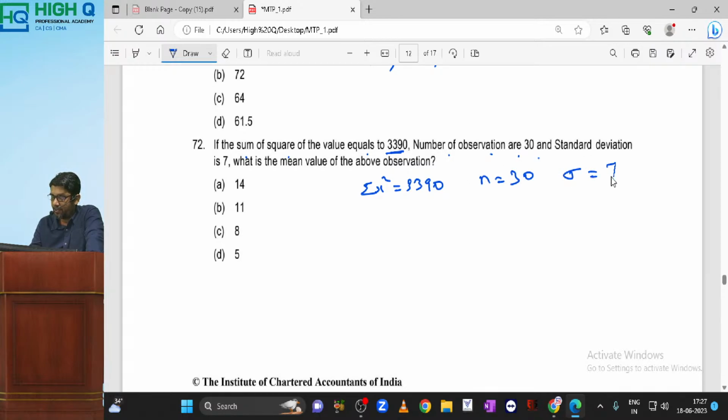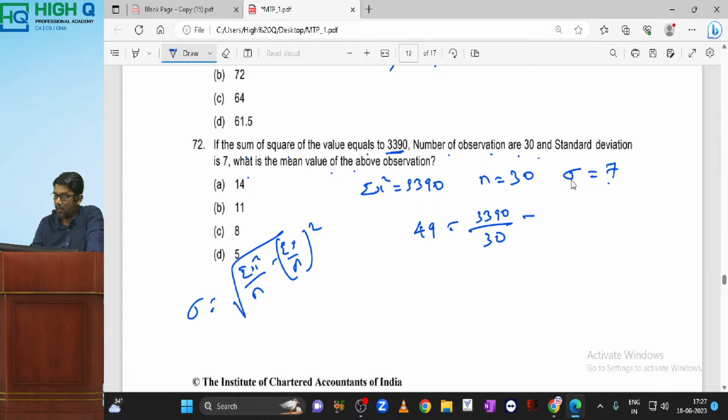Standard deviation is 7. What is the mean value of the above observation? We need to find out the mean value. You know the formula, right? Standard deviation is equal to root of summation x square by n minus summation x by n the whole square. Squaring on both sides, 49 is equal to 3390 divided by 30 minus x bar the whole square.